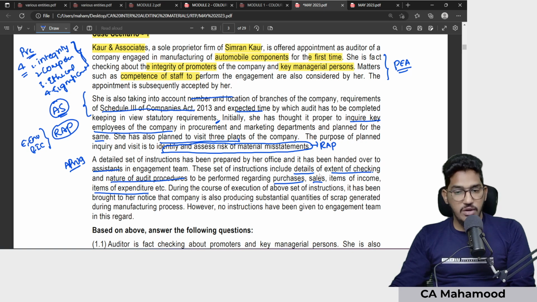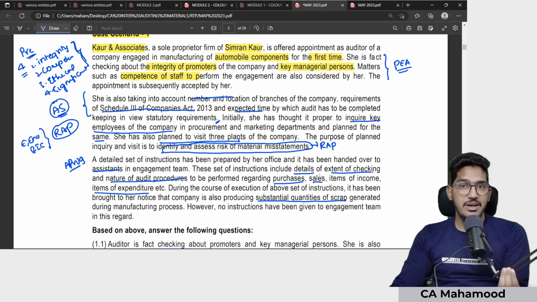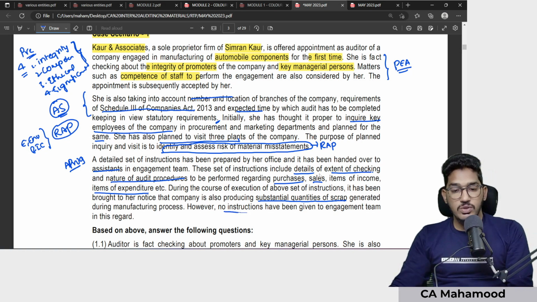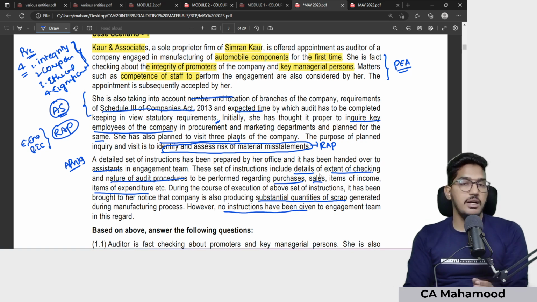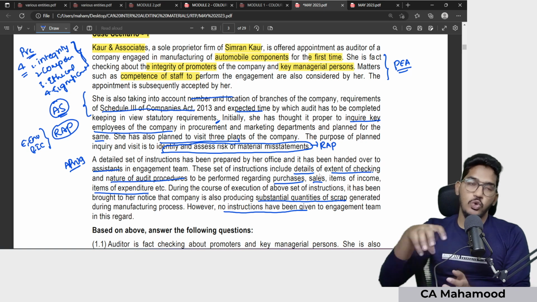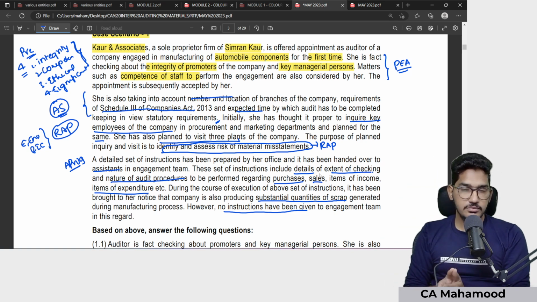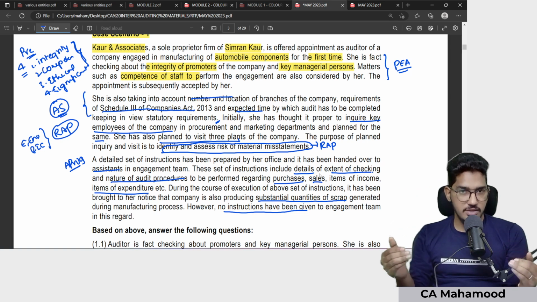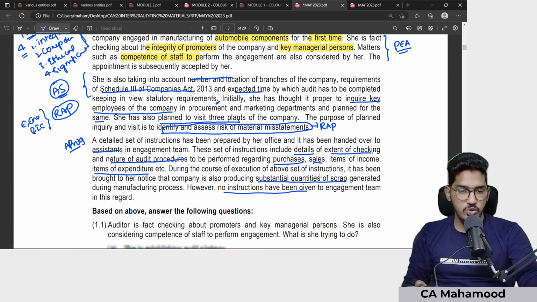During the course of execution of the above set of instructions, it has been brought to her notice that the company is also producing substantial quantities of scrap generated during the manufacturing process. As a part of the audit, they realized that along with its main product, the company is even generating some scrap. However, no instructions have been given to the engagement team in this regard. This scrap was nowhere included as a part of the audit program. There is no instruction in the audit program to verify the scrap. So these are the facts of the case study. Now out of this case study, we have to answer the below mentioned questions. Let us see how far we'll be able to answer.